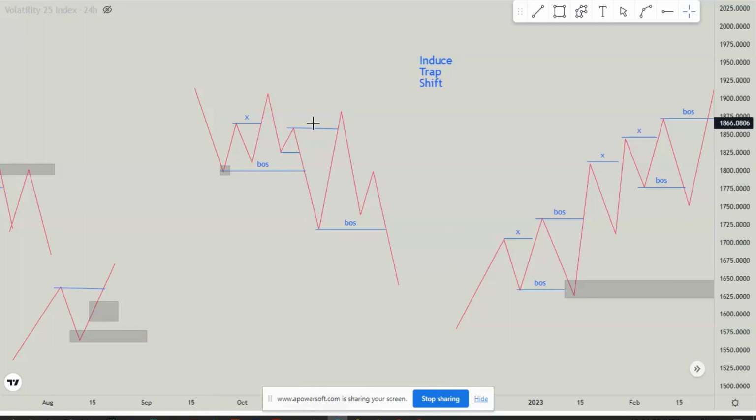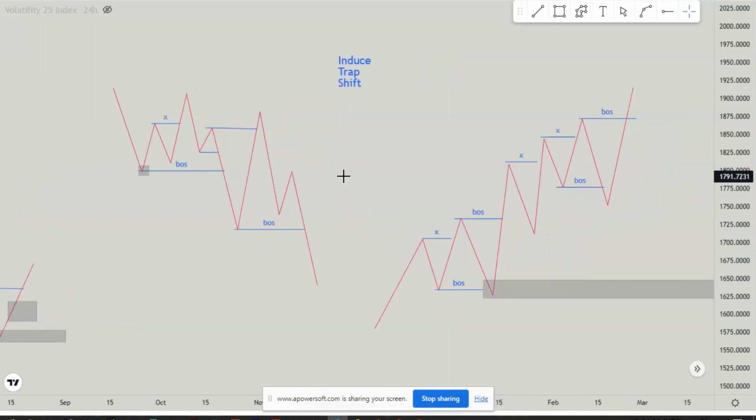We move down, then we move back up. We take out this point here. This is inducement, because if at all we broke above this one here, then that would be a change of character. But now we take out the inducement, then we come and break down, then we also break another inducement, because we've not broken below this original point. Now this one becomes a valid break of structure.